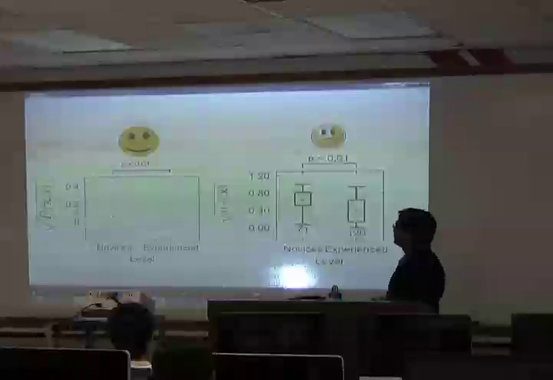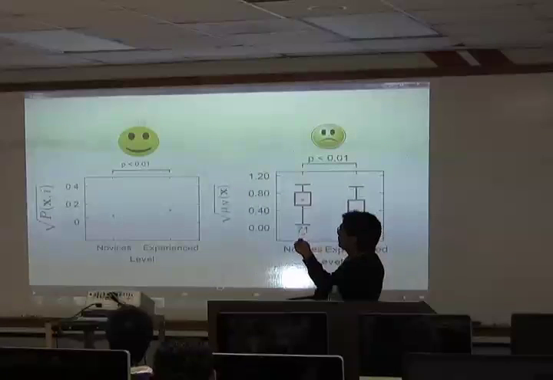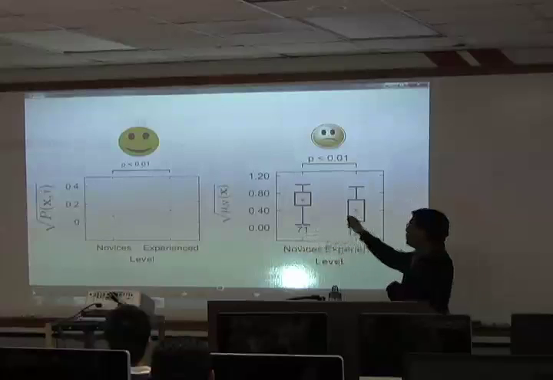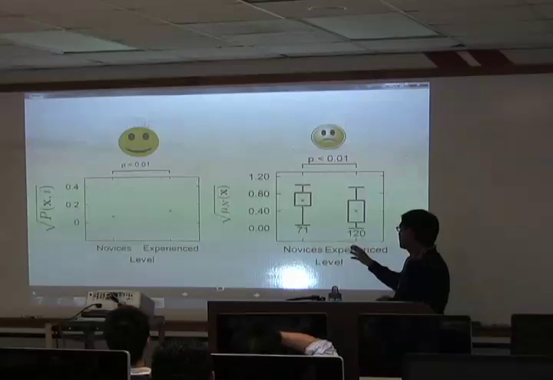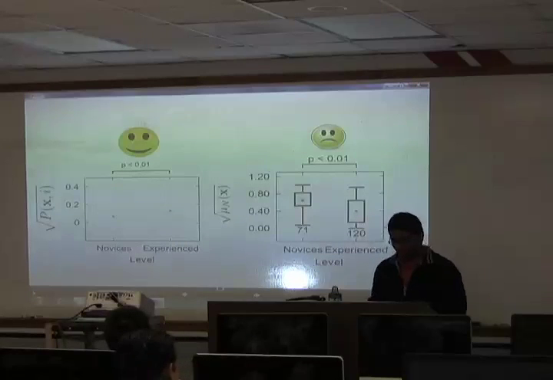And these are some of the results of just the observation. I found that the positive expressions were very rare, and they were mostly made by experienced surgeons. While on the other hand, the negative expressions were quite frequent, and the novices exhibited them significantly more than the experienced surgeons.